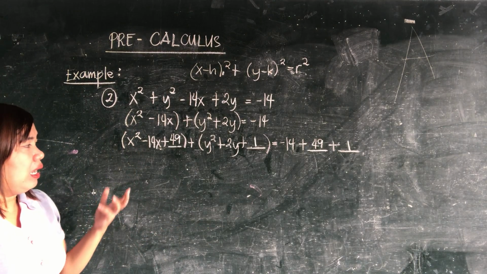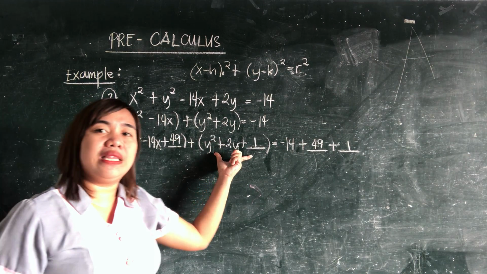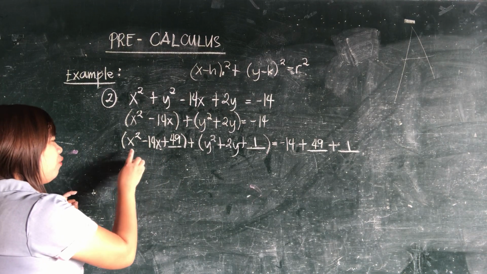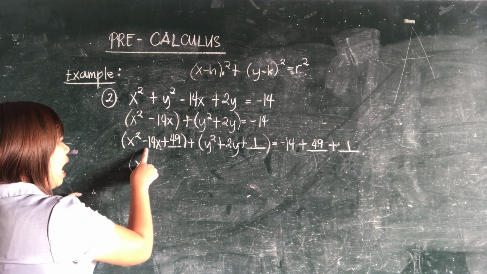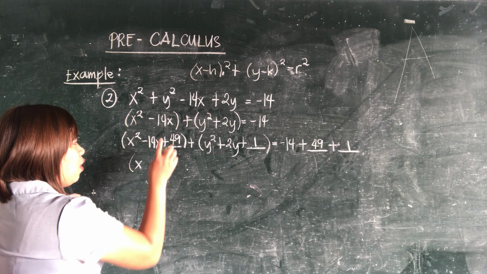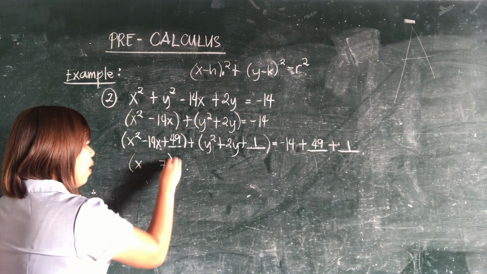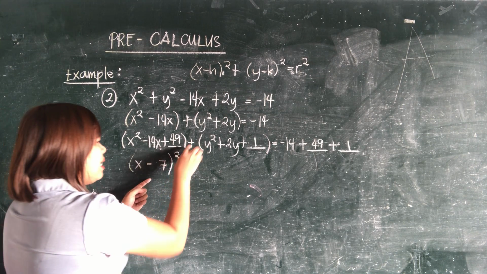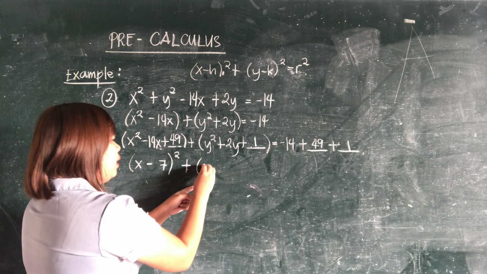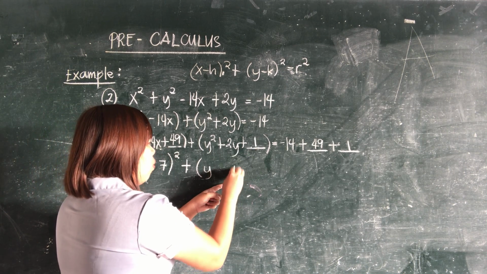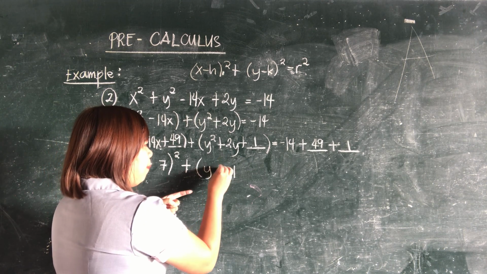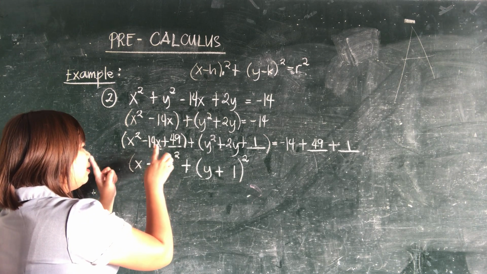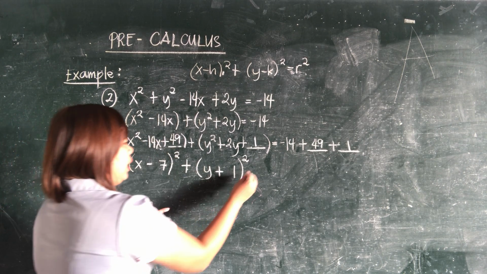And next, this one, isusulat natin siya as a square of a binomial. So again, get the square root of x squared, that will give you x. Then half ng 14x is 7. Square root of 49 is also 7. Quantity squared. Ano yung sign sa gitna? Copy lang yan, minus. Plus, square root of y squared, 1. Square root of 1, 1. Half ng 2 is also 1. Sign, plus. Quantity squared. Naglalagay lang ikaw ng parentheses at saka square. Equals.